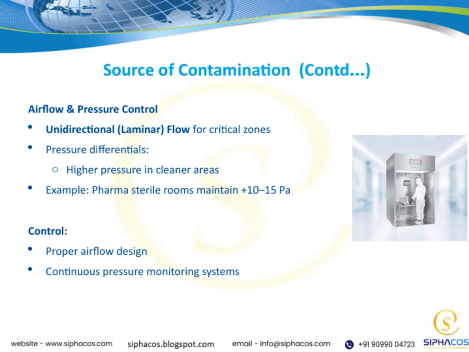Controlling these factors involves proper airflow design, making sure the air moves correctly through the space, and continuous pressure monitoring systems. These systems are essential because they provide real-time data, alerting us immediately if pressures fluctuate or if airflow isn't maintained properly. Overall, by managing airflow and pressure carefully, we create a safer, cleaner environment that minimizes contamination risks and supports the integrity of our sterile processes.